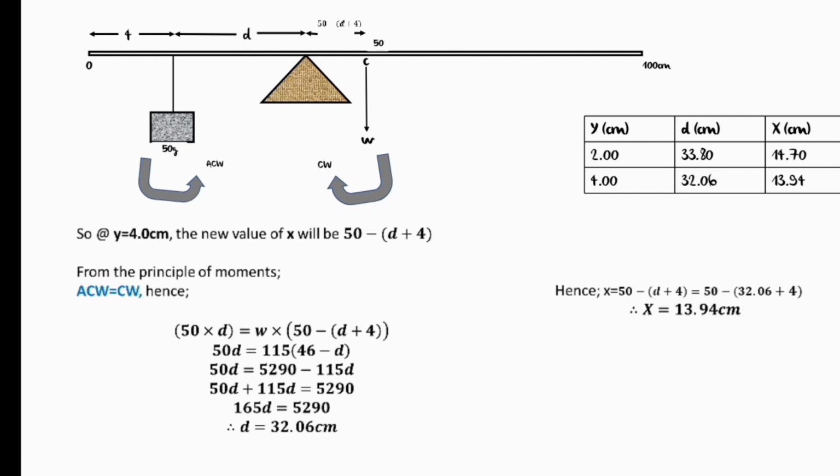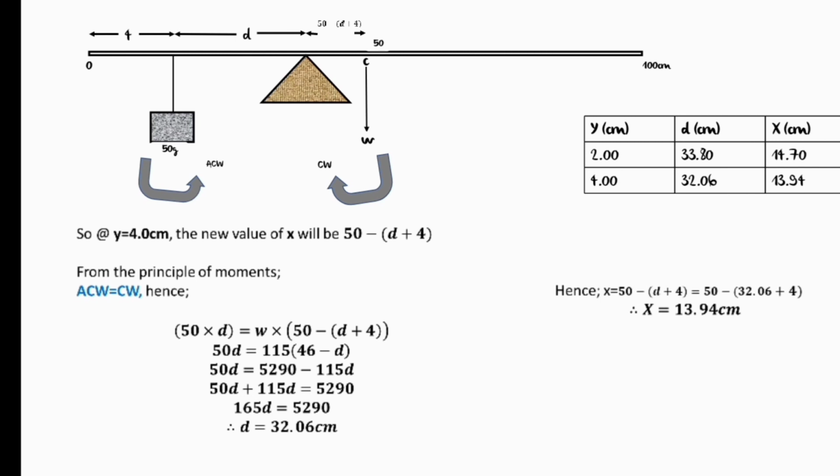So at y is equal to 4.0. Remember, we have done the first one, when y is equal to 2.0. So now at y is equal to 4.0, the new value of x will be 50 minus d plus 4. Why is that so? Remember, the center of gravity is at the 50 cm mark. That means from 0 to 50. That's the whole length.